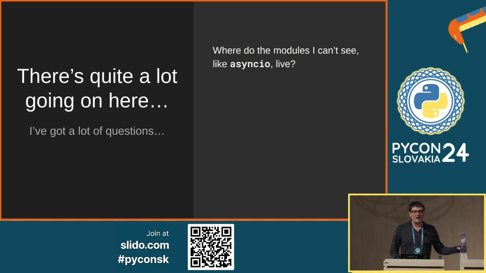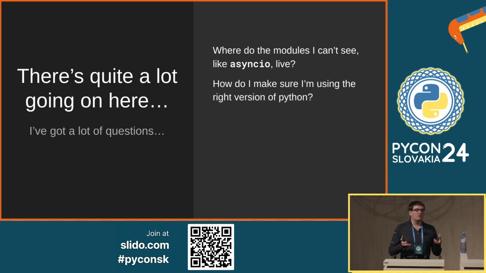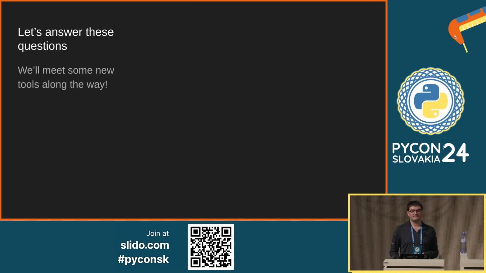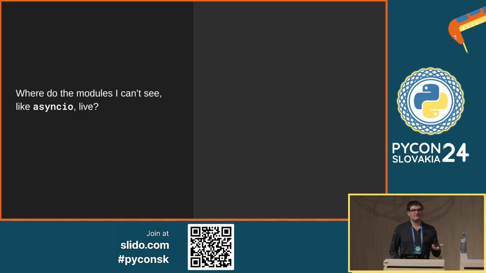So there's a lot going on here, and we've got some questions that kind of come out as a result. So the first one is, where do those modules that we saw before that we can't see, like asyncio, live? We also need to make sure, how do we know we're using the right version of Python? How is Python going about finding all of these extra modules and things like that? And what happens to a package when you install it? And also finally, how can we know that these packages are safe? So let's answer these questions and look at some of the tools that we'll find along the way.